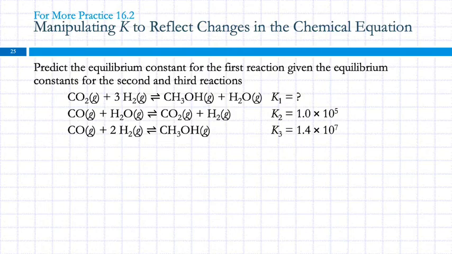Predict the equilibrium constant for the first reaction given the equilibrium constants for the second and third reactions. So these are awfully close together. It's kind of hard to look at them. So I'm going to highlight that one. That's what we're trying to do, and this is the information we're given. So what we need to ask ourselves is, how can I combine these two equations to get the highlighted one?